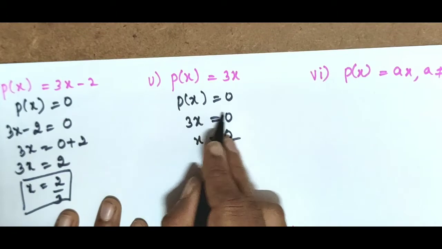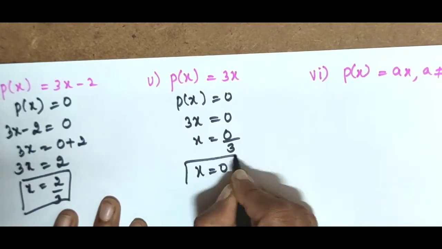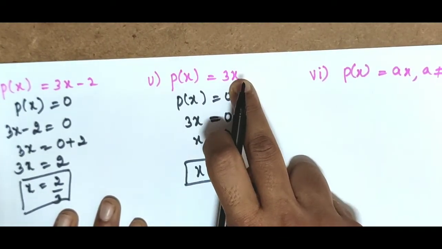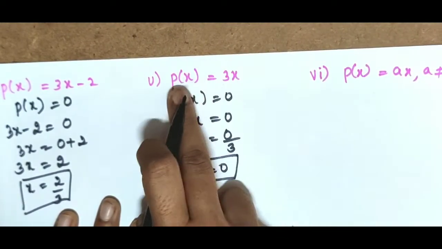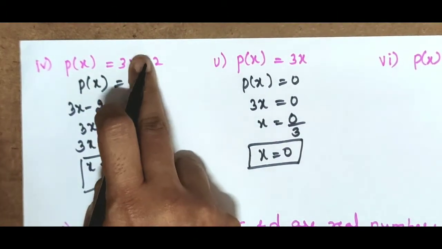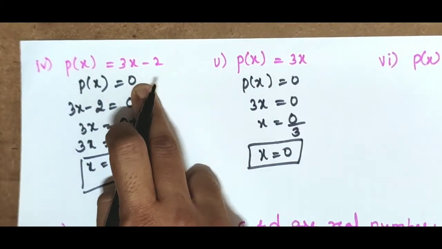So here it is multiplied. If you take it to the RHS, it's division. So 0 by 3 is equal to x, x is equal to 0. You can check here. If you substitute 0 in the place of x here, what is the value of the whole thing? It is 0. Here also if you substitute 2 by 3 in the place of x, 3 cancels, 2 minus 2 again 0. You are getting the value 0.